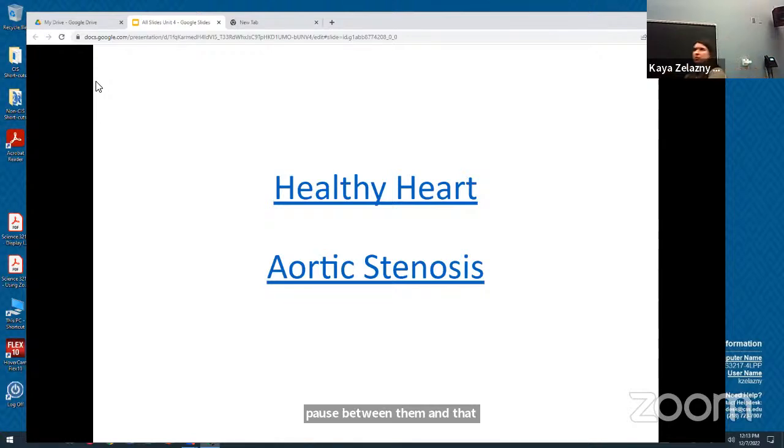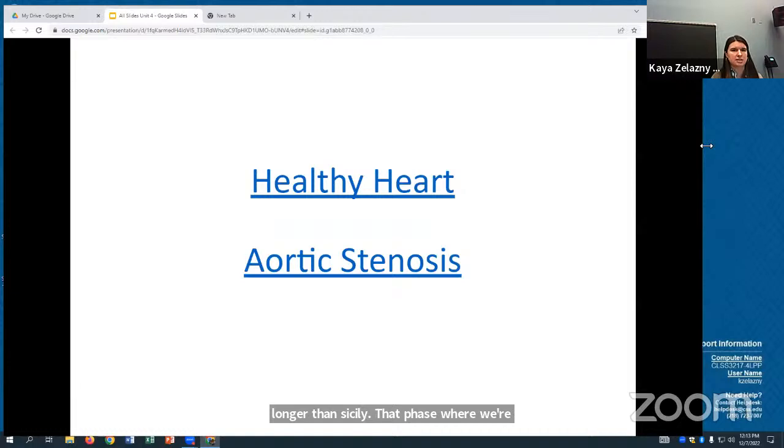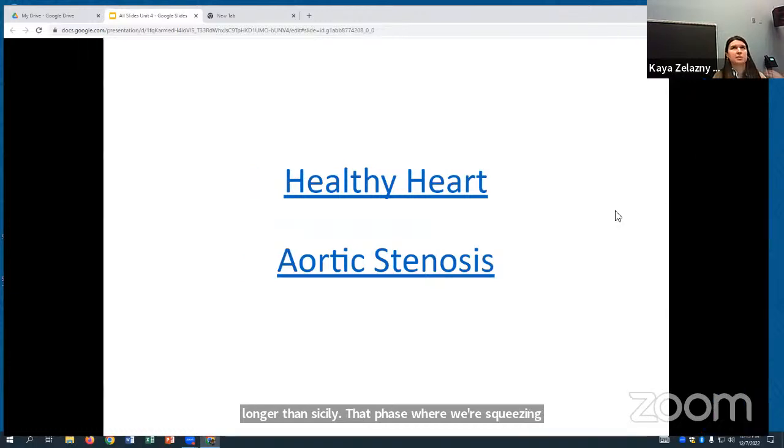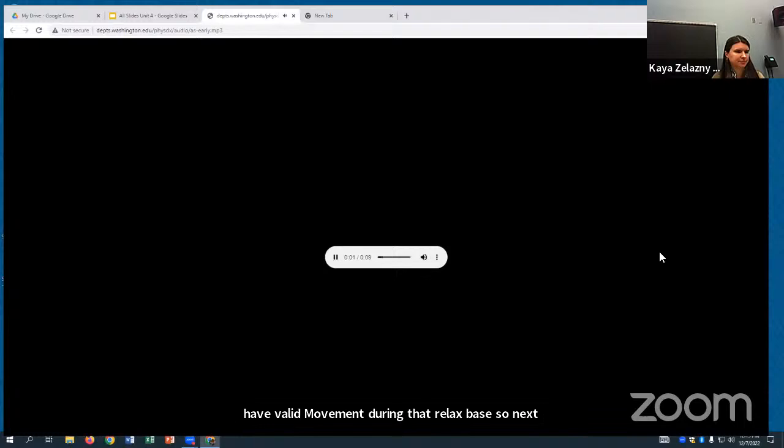That's another reminder that diastole, that relaxed phase of the heart, is slightly longer than systole, that phase where we're squeezing, right? You can hear that slightly longer silence has to do with diastole, because we don't have valve movement during that relaxed phase. So next we're going to listen to an unhealthy heart.